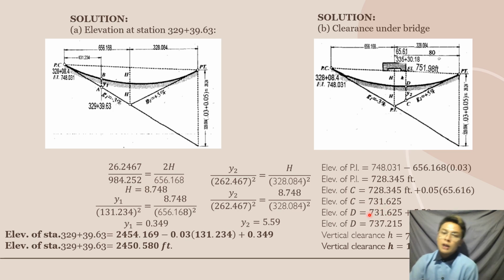Next we will get our elevation of D by adding our elevation of C plus 5.59, which is equal to 737.215. In getting the vertical clearance H, we must subtract 751.988 minus our elevation D, 737.215. Then we will get our vertical clearance H equal to 14.773 feet.